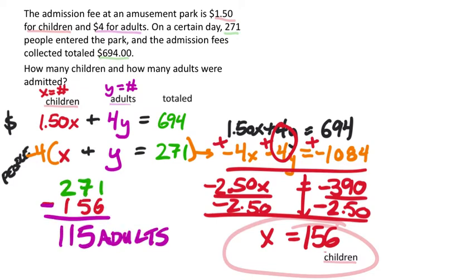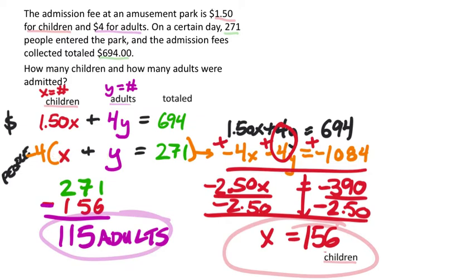Okay, and that should work. But let's go ahead and check. Okay, so 115 plus 156, enter, and we do get 271 people. This equation checks off. If I replace x with 156, y with 115, I get a true statement.